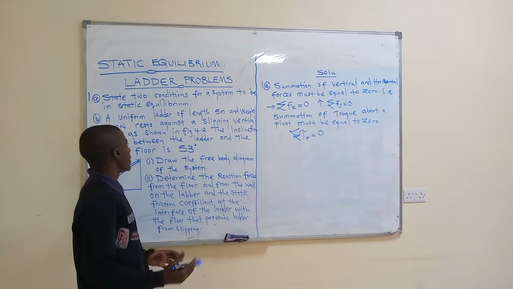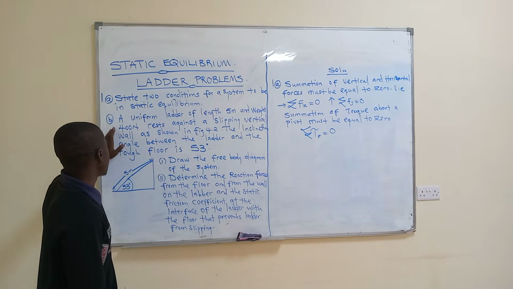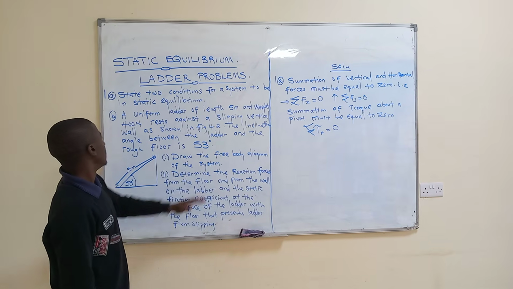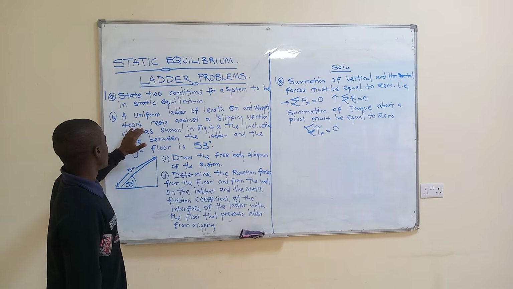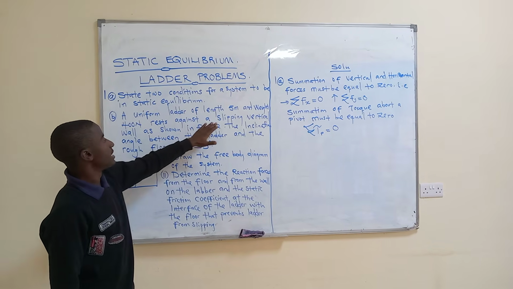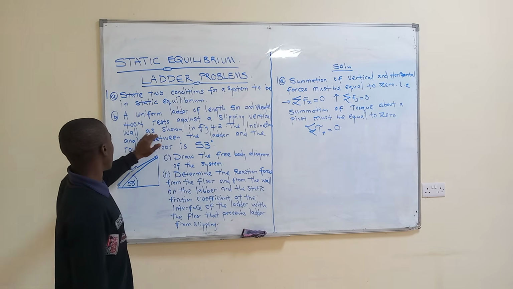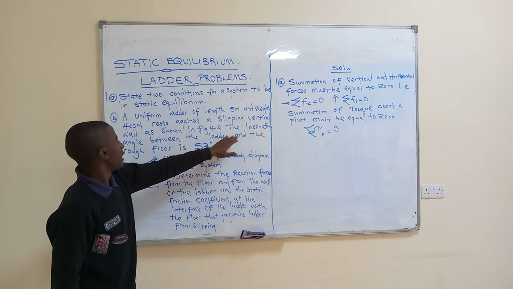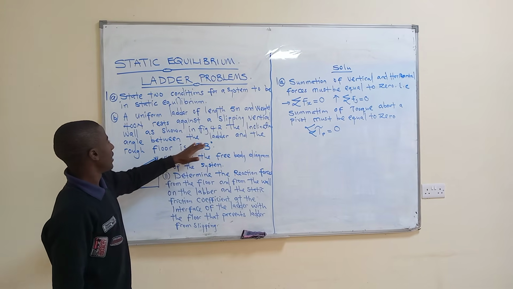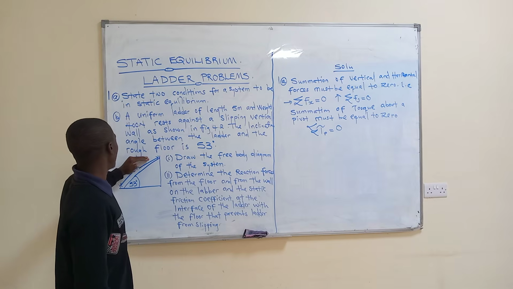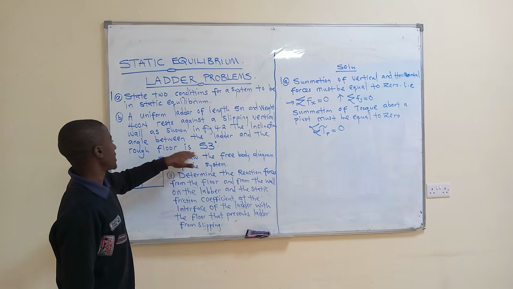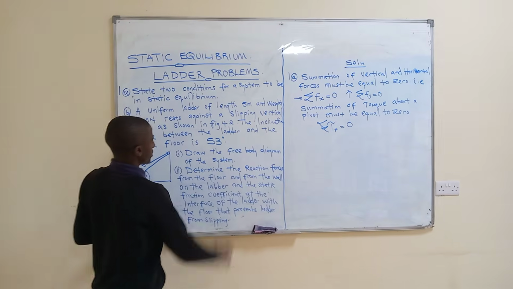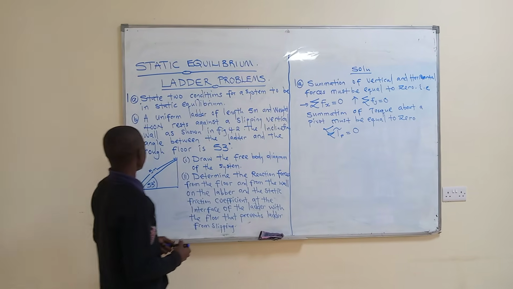Static equilibrium. So we proceed to B, where they are saying a uniform ladder of length 5 meters and weight 400 Newton rests against a sloping vertical wall as shown in figure 4.2. The inclination angle between the ladder and the rough floor is 53 degrees. First question, they are saying draw a free body diagram.